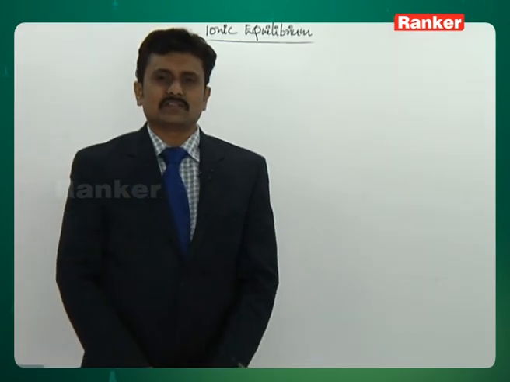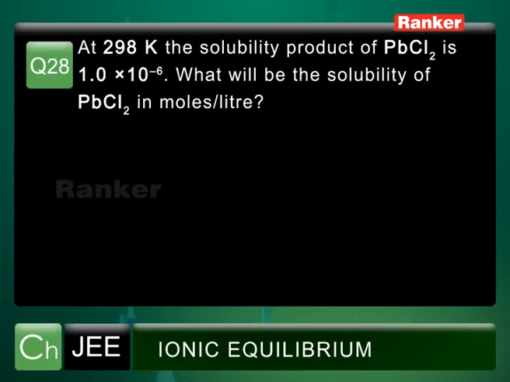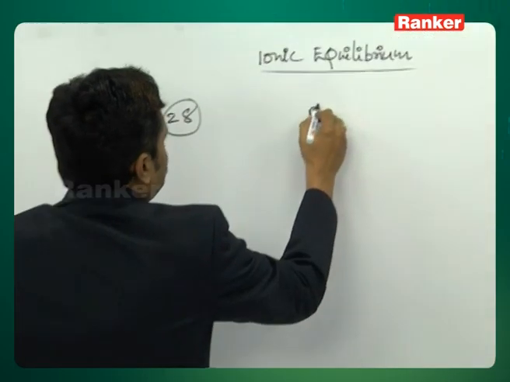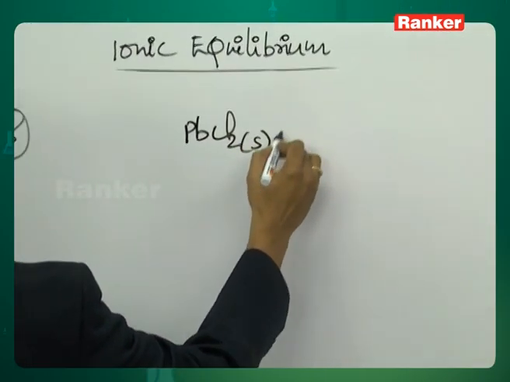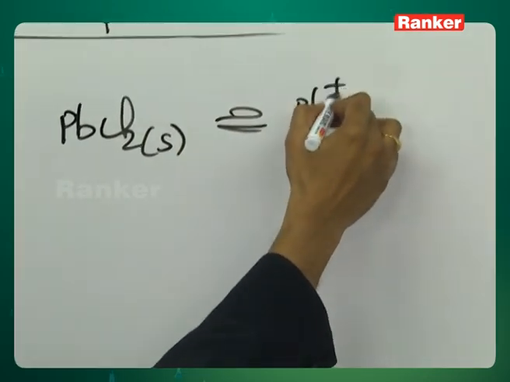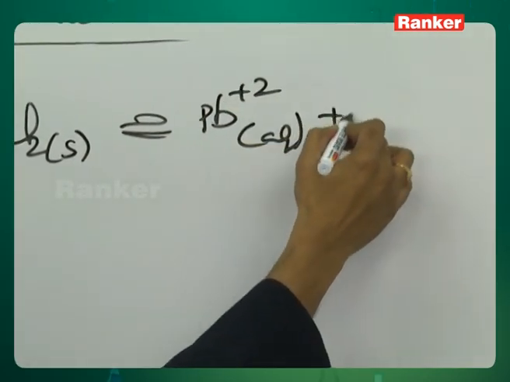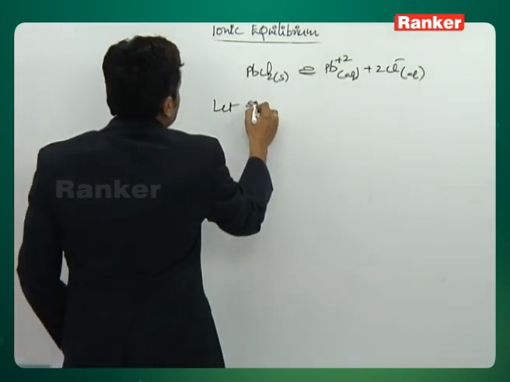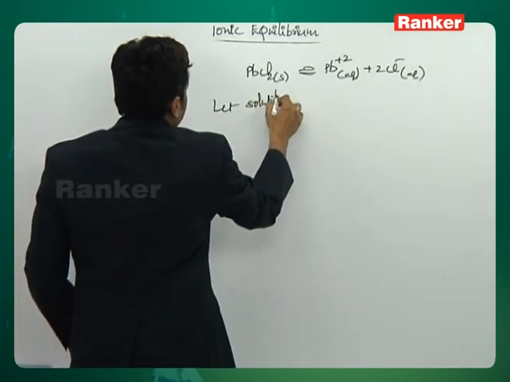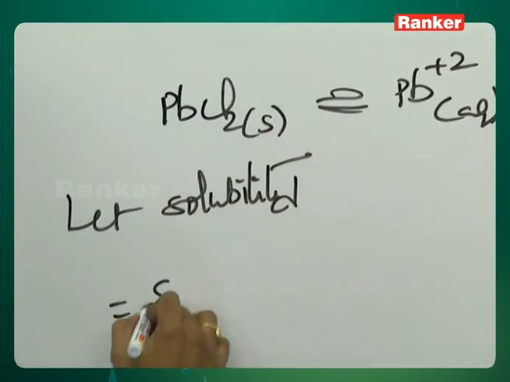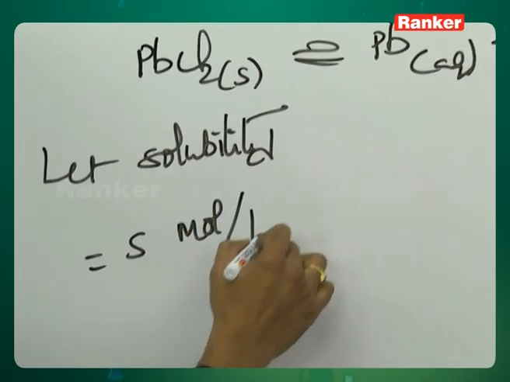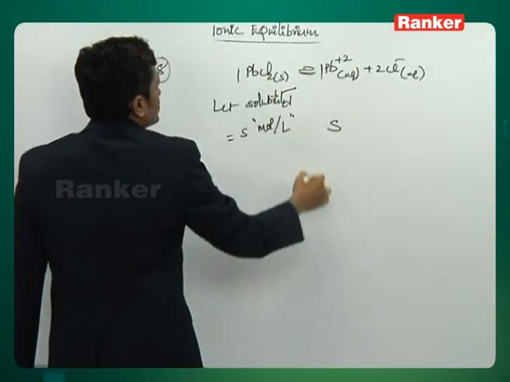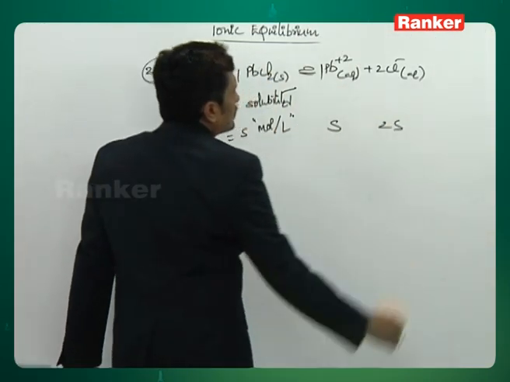At 298 Kelvin, the solubility product is given and its solubility is asked. So PbCl2 is a sparingly soluble salt. Let the solubility of the salt equal S mole per liter. Then I can expect the formation of S, because 1 mole is giving rise to 1 mole of Pb2 plus, and 2S mole of the chloride ion.